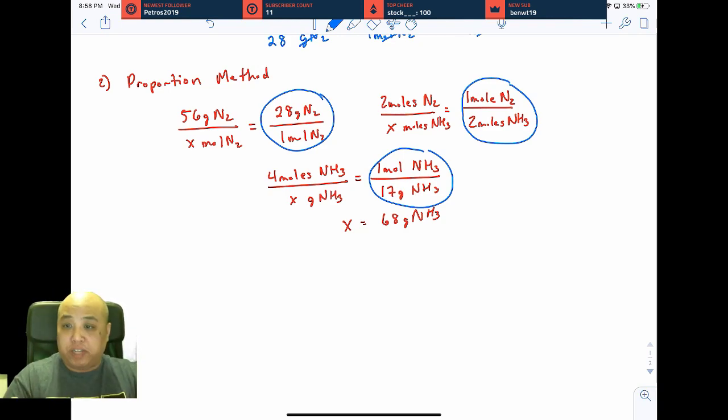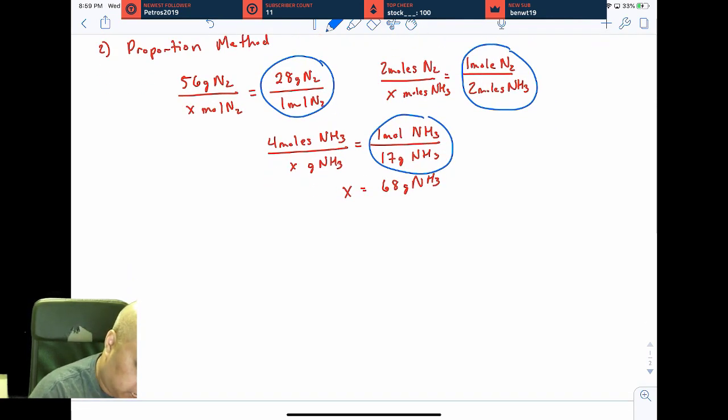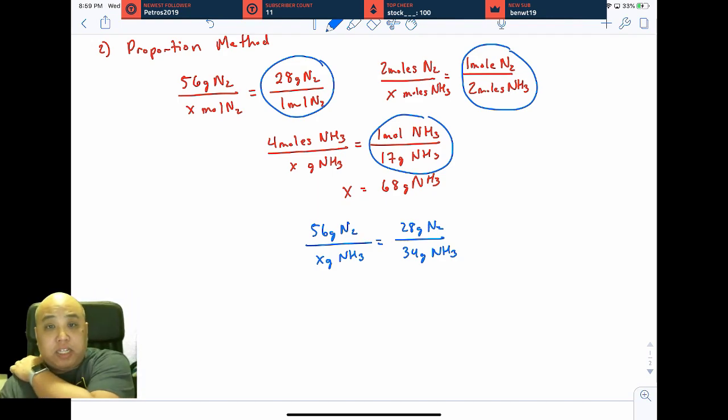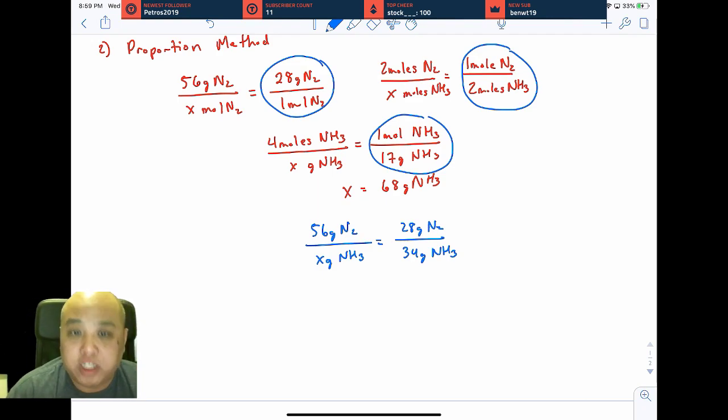Because 2 moles of NH3 equals 1 mole of N2. And 1 mole of N2 is 28 grams. And 2 moles of NH3 is 34 grams of NH3. So sometimes they end up condensing it, and they put 56 grams of N2 over X grams of NH3 is equal to 28 grams of N2 and 34 grams of NH3. And that works fine too. But you make sure that you understand why that's happening, because what you're doing is essentially combining 3 different fractions on here so that you can simplify and do one proportion. And that works too. But you really need to understand why that is.